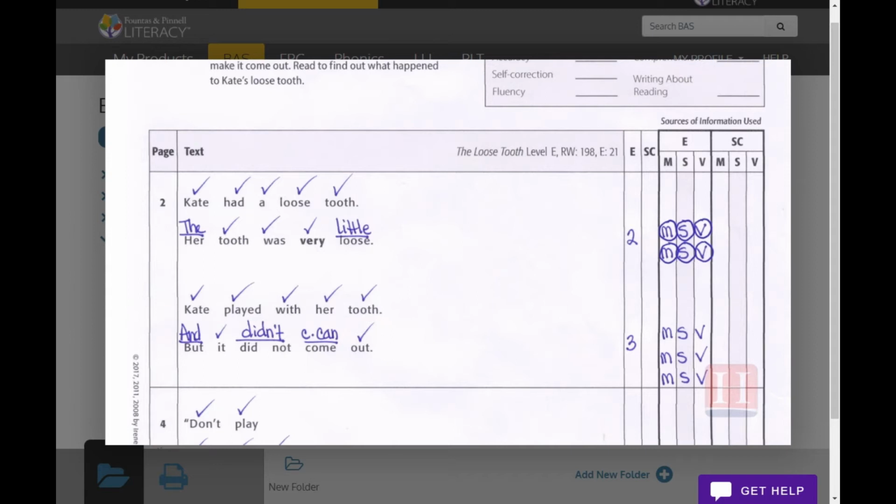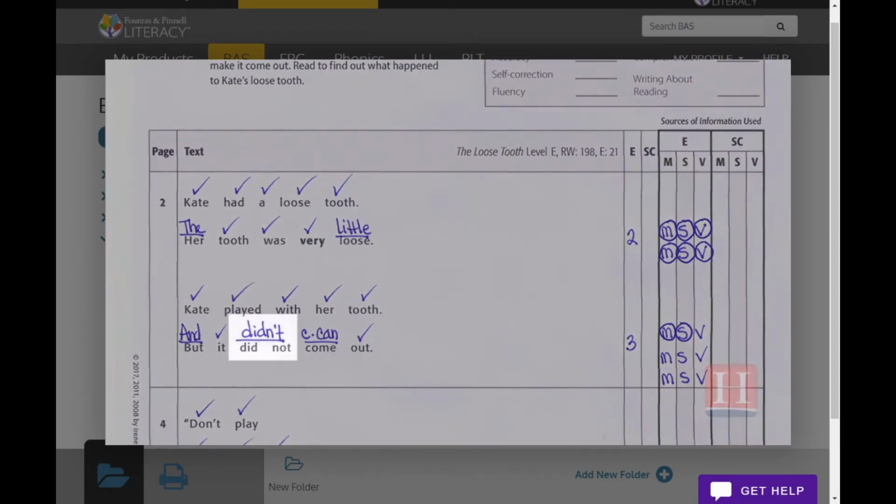Yeah. Syntactically, could we use "and" for "but" in that sentence? Yes. Are there visual similarities between the words? No. So for this error, circle the M and the S because only those two sources of information were used by the reader. Leave the V uncircled this time.